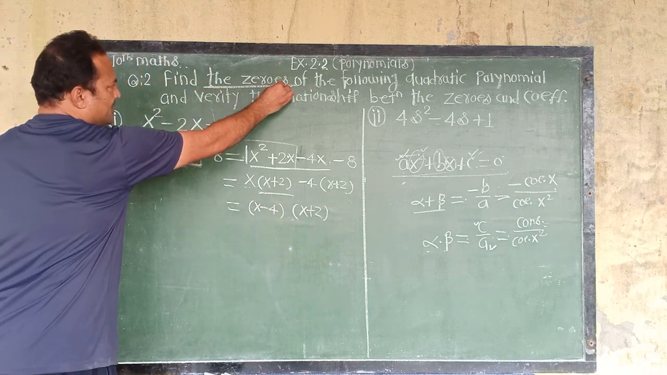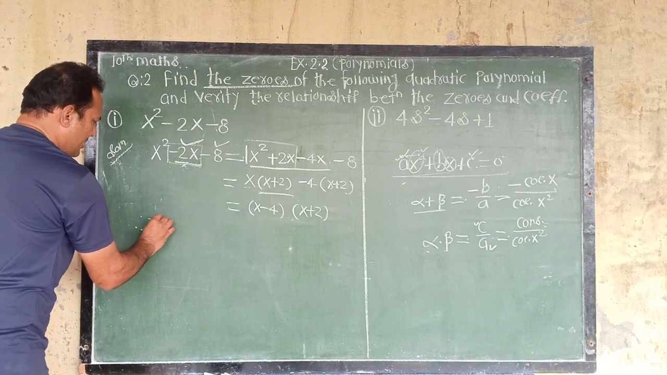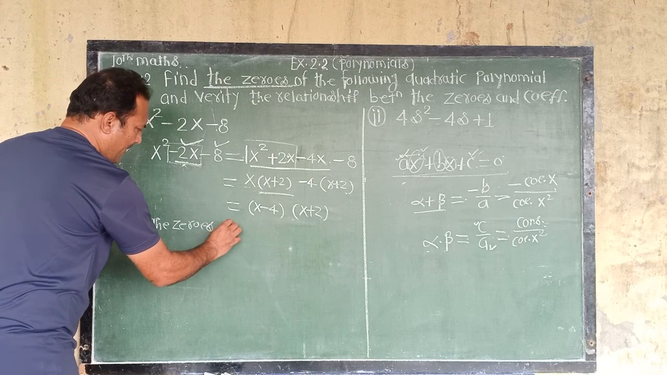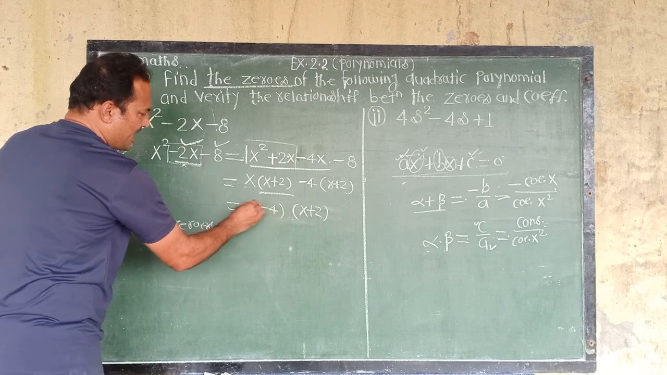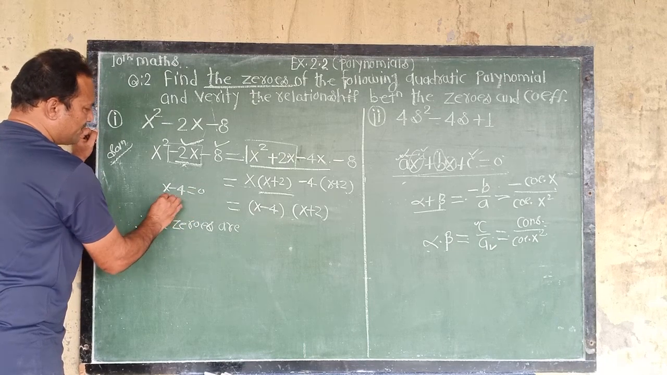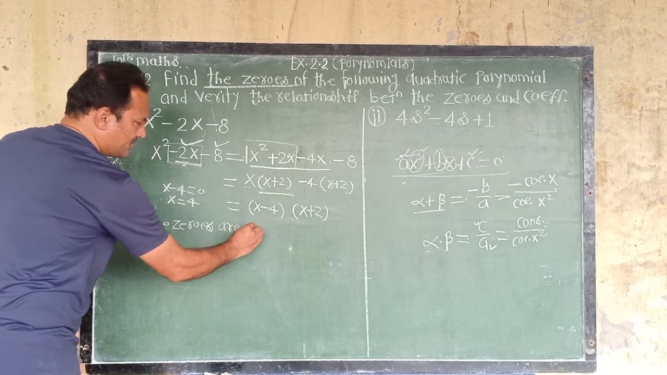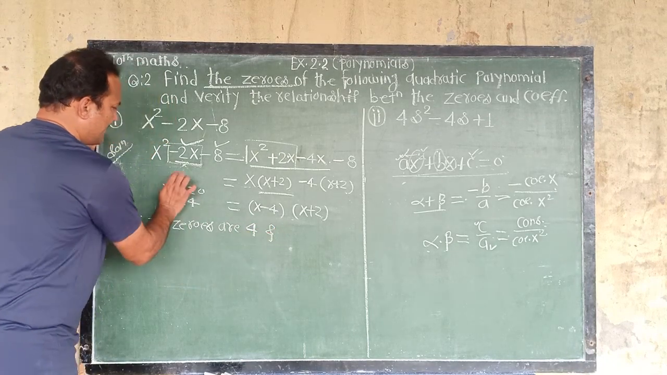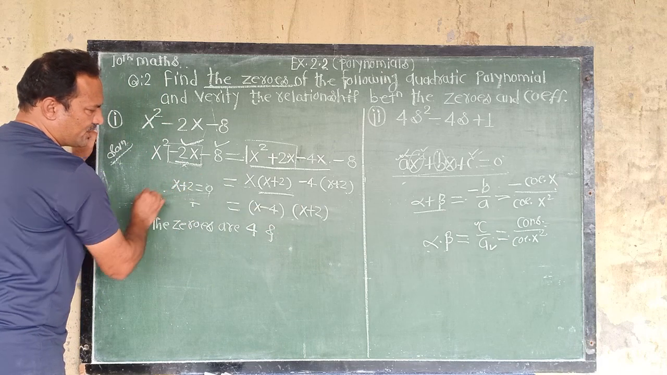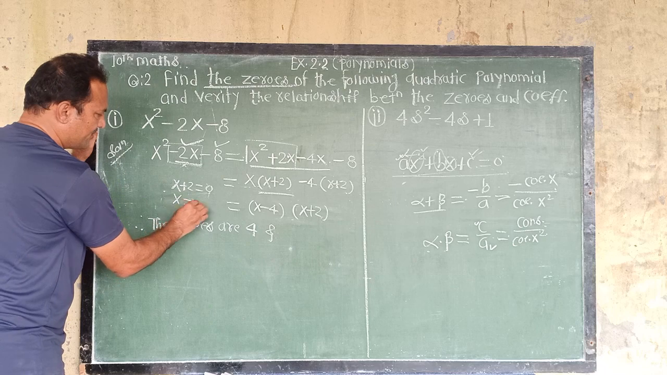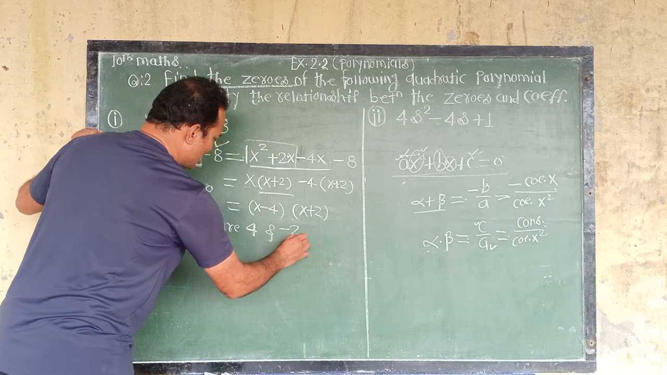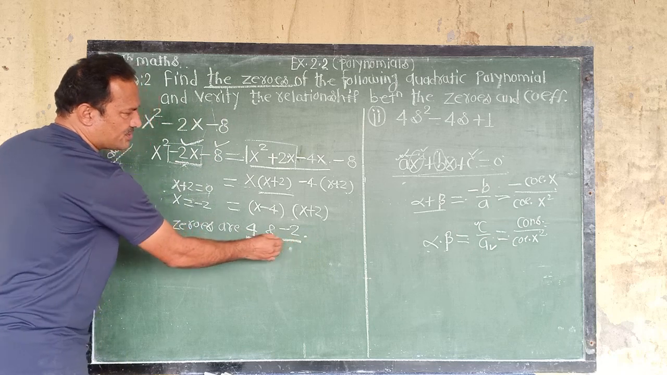We have to find the zeros. Therefore, the zeros are: x minus 4 is equal to 0, it means x is equal to 4. And x plus 2 is equal to 0, it means x, if we change the side, we get minus 2. Then the zeros are 4 and minus 2.